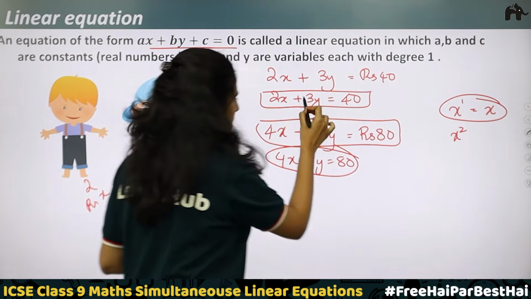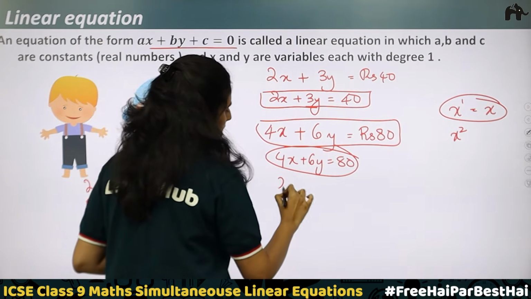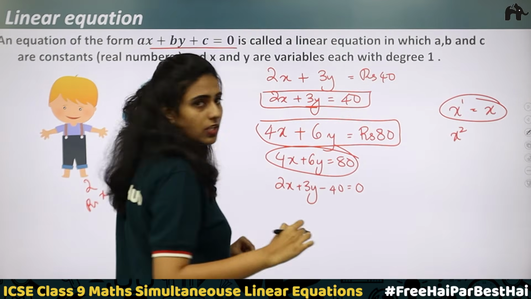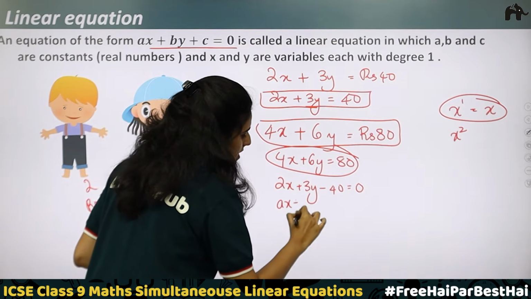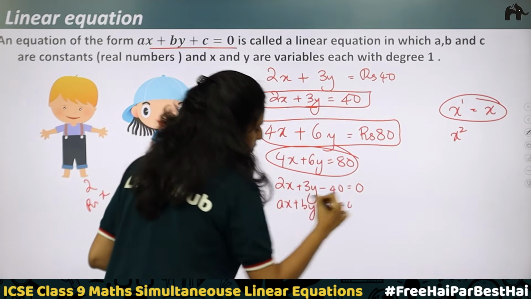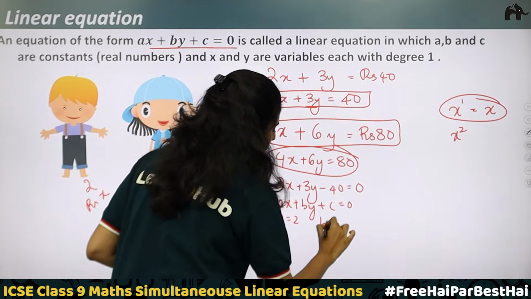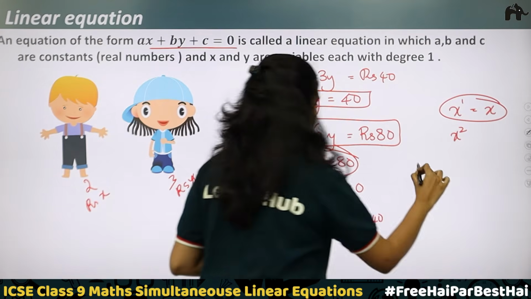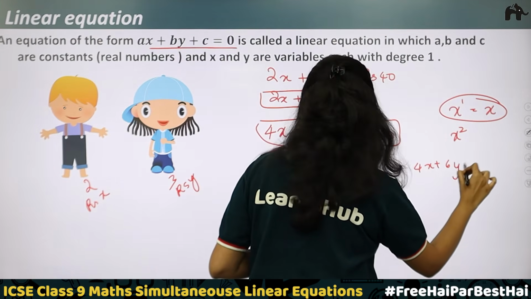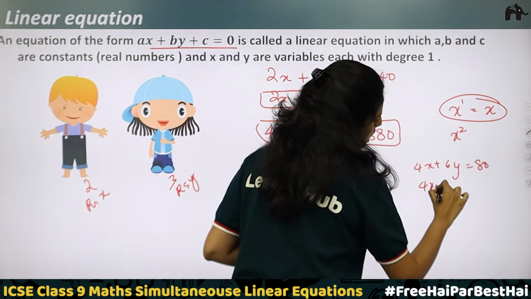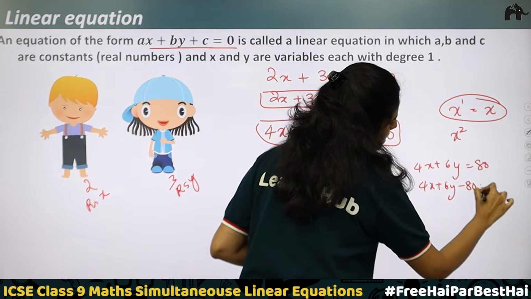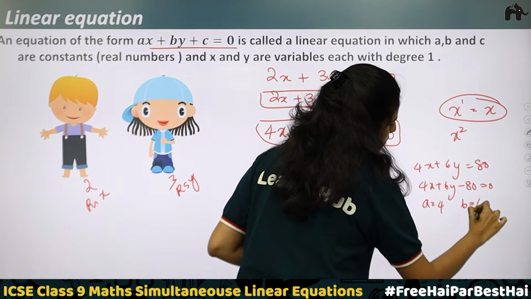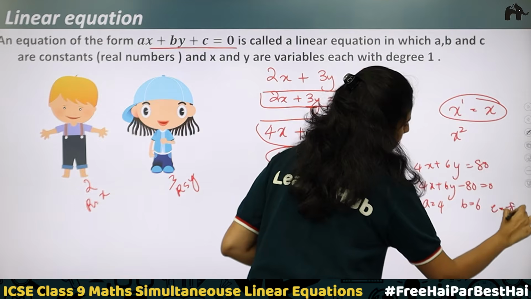So here these equations can be rewritten as 2x plus 3y minus 40 is equal to 0. This is of the form ax plus by plus c is equal to 0. Here a is equal to 2, b is equal to 3 and c is equal to minus 40. Now the second equation, 4x plus 6y is equal to 80, becomes 4x plus 6y minus 80 is equal to 0. So a is equal to 4, b is equal to 6 and c is equal to minus 80.